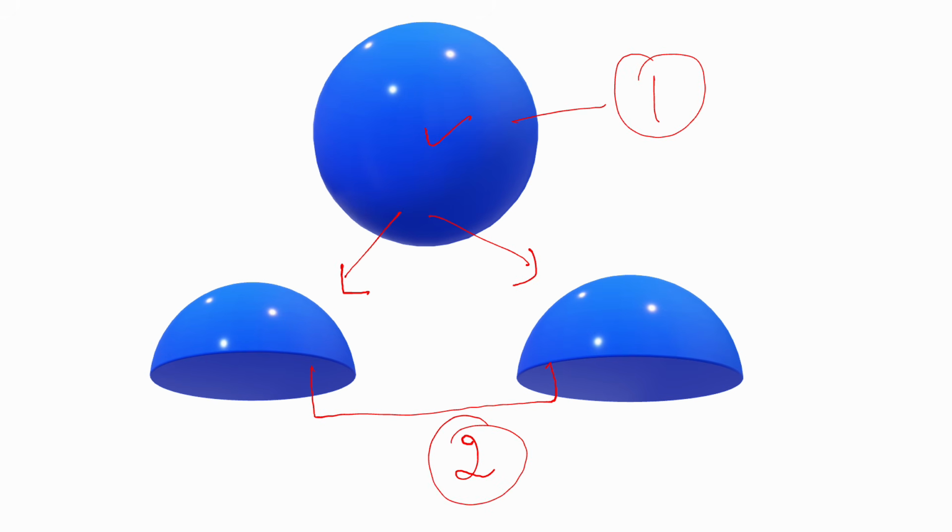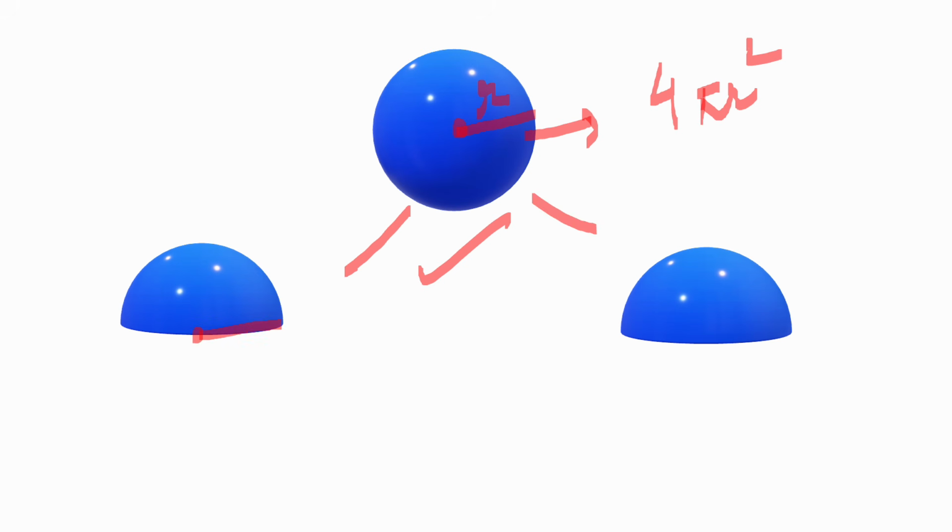So let's calculate the surface area of both the figures. Let's calculate the surface area of this sphere first. Let's say it has a radius of r, right? So the surface area of a sphere is 4 pi r square, and it has been broken down into these two. Because these are part of this only, they will also have the radius as r.